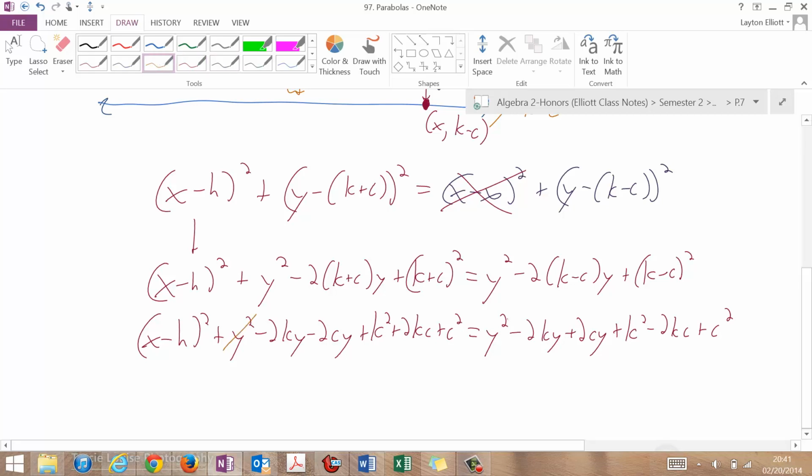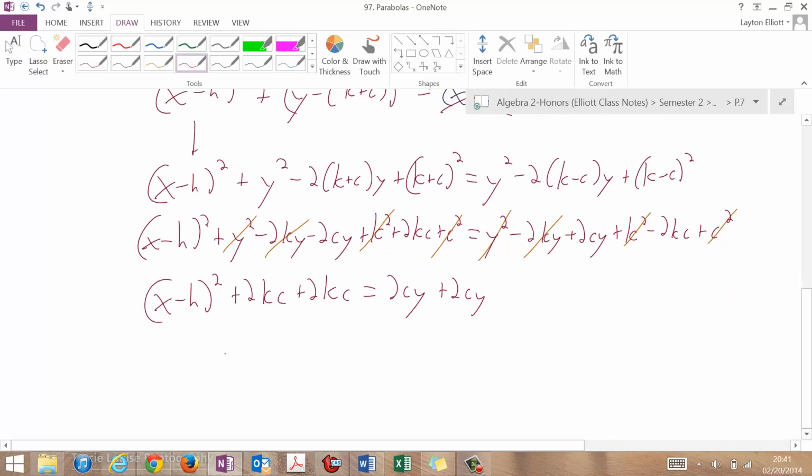y squareds drop out on both sides. The negative 2ky drops out on both sides. We have a k squared that drops out on both sides, and we have a c squared that drops out on both sides. So I'm going to move all the y terms over to the right side while keeping the (x minus h) squared on the left side. So that means the plus 2kc stays over on the right, and I got another plus 2kc coming over. Equals, then I have 2cy plus 2cy over on the right side.